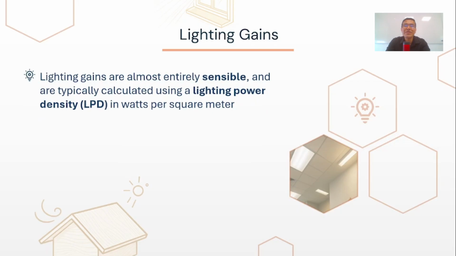Lighting gains are almost entirely sensible, meaning they add to the air temperature but not to the moisture content. We typically calculate this using a lighting power density, LPD, which is the electrical power used for lighting per square meter of floor area. This gives us a simple way to estimate the heat added by lights.